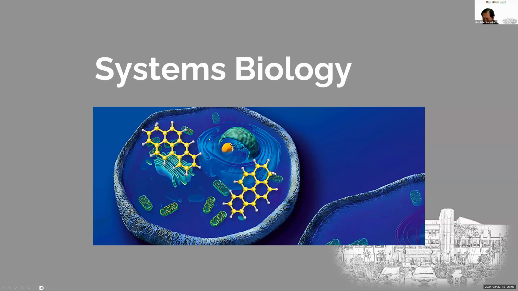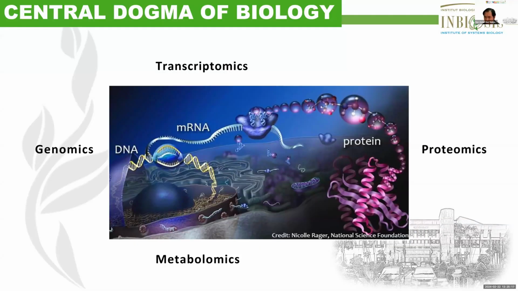So next, I want to give an introduction towards the field of systems biology as a whole. As we know from the central dogma of biology, we have our DNA, mRNA, proteins, and metabolites. So basically, these four entities in our biological systems nowadays can be quantified or can be highly profiled using high throughput methods, which are called the fields of omics: genomics, transcriptomics, proteomics, and metabolomics.